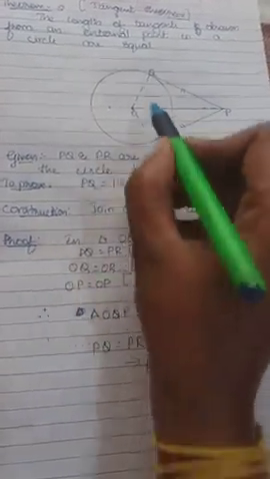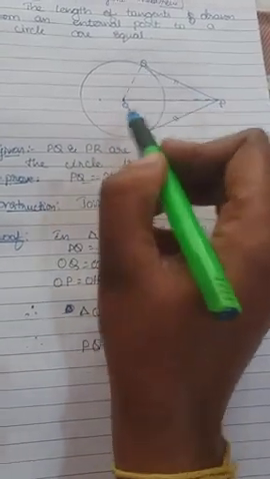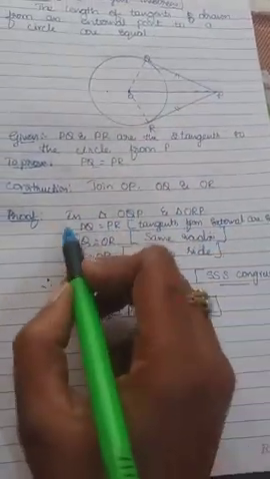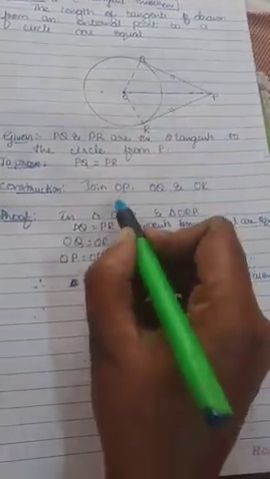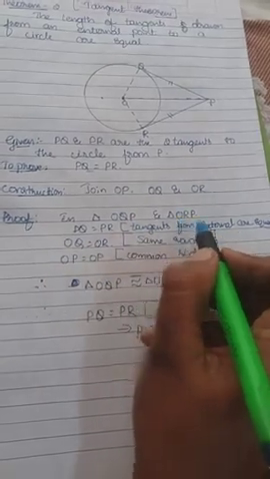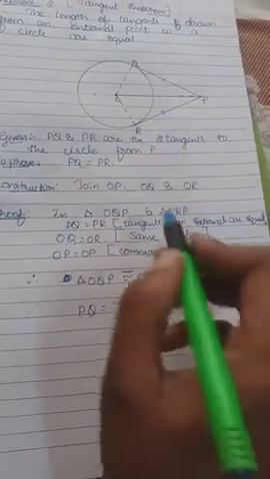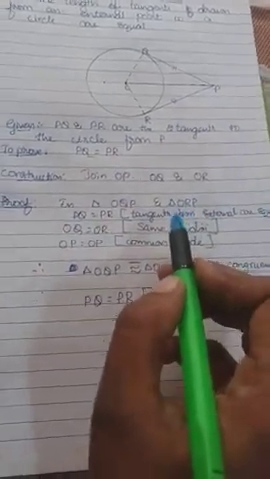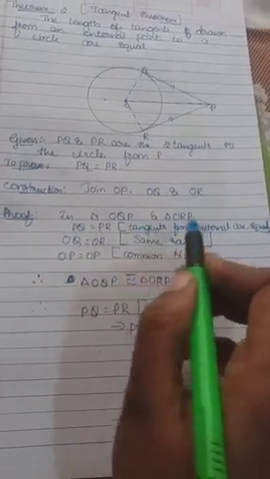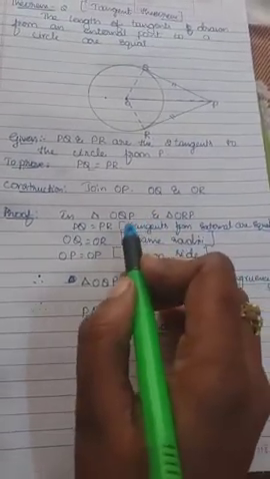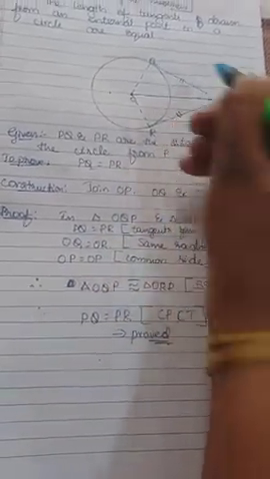Extra construction, which is in the dotted line: join OP, join OQ and join OR also. So here we are getting the two triangles, triangle OQP and ORP. PQ and PR are tangents from the external point, so they are equal. While explaining the basics in the previous class, I told you already, tangents from an external point are equal. So that's why we can write PQ equal to PR.